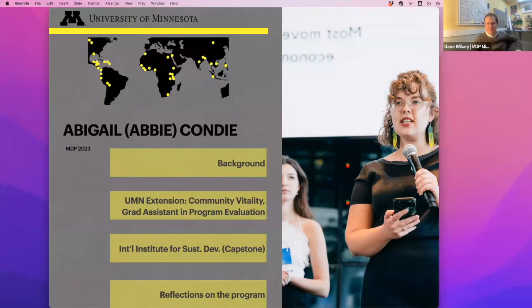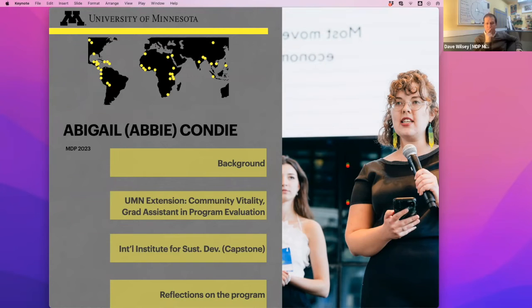So other things besides just the coursework that I'm taking right now, Dave has here, I also have a graduate research assistantship with University of Minnesota Extension, which traditionally is focused on agricultural extension, but they also have a community vitality team, which has an economic development component. And I've been able to work for their evaluation specialists, so gain a lot of hands-on experience doing evaluation in a US-based community development context, which has been new for me, and a great learning experience.